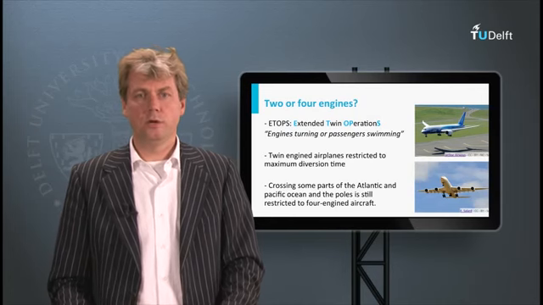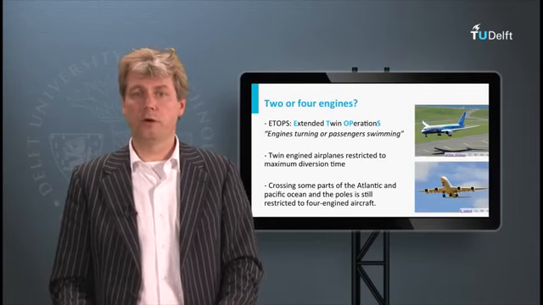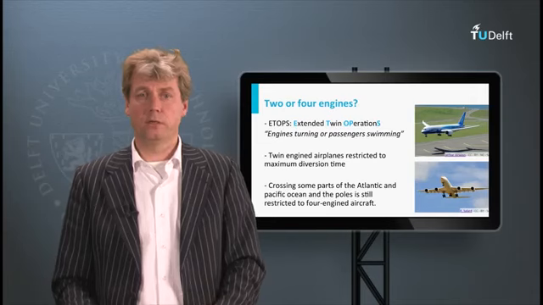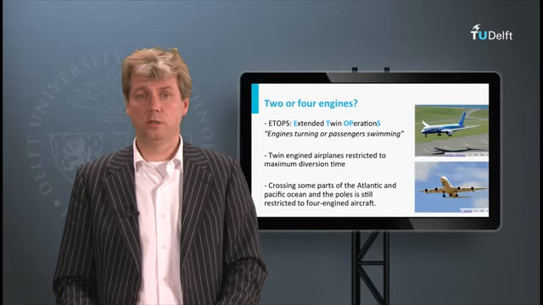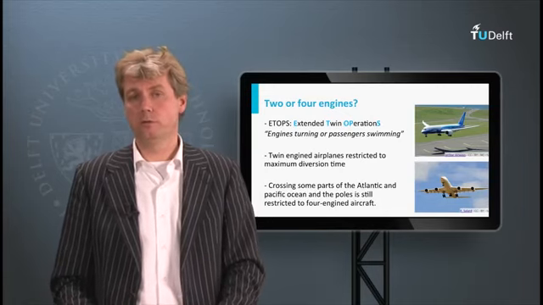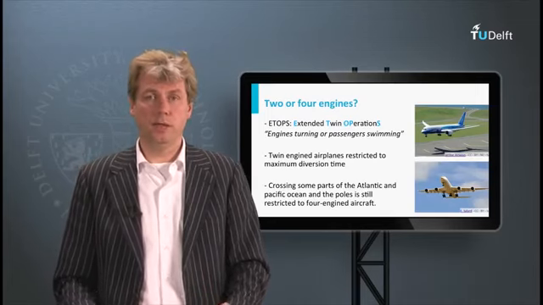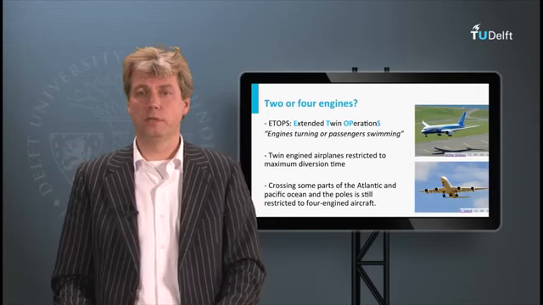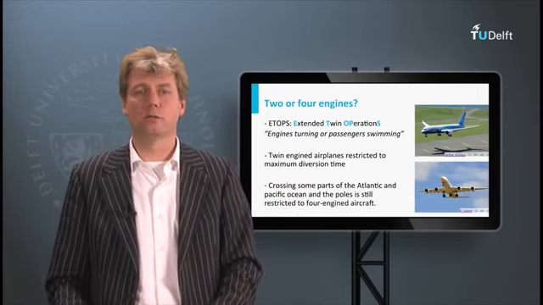In the past, you could only cross the Atlantic Ocean or the Pacific in an aircraft which had 3 or 4 engines. And nowadays, we often see aircraft with only 2 engines cross the Atlantic. There are still certain areas where you're not allowed to cross with 2 engines, but they have created rules which are called the ETOPS rules, extended twin operations. You see the joke here on the slide. Some say engines turning or passengers swimming.